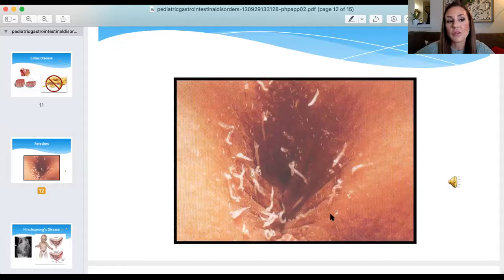So risk factors. Risk factors for all four of these that I talked about: the rotavirus, E. coli, salmonella poisoning, and E. vermicularis, or pinworms. Poor hygiene, poor living conditions, lack of clean water. So those are the three things that we'll find that contribute and are a risk factor for these GI disorders.